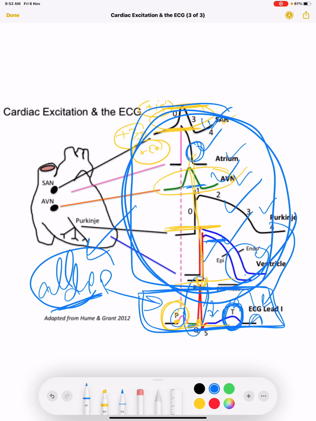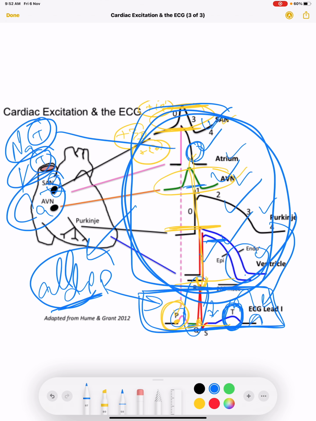So in the next videos, I will take each one of these graphs and explain how the graph is formed and how different ions, which include three most important ions, sodium, potassium and calcium, will affect each of these graphs, and ultimately this will affect our ECG.